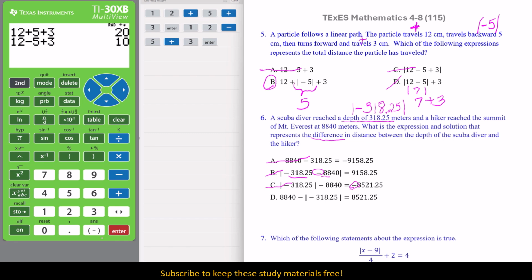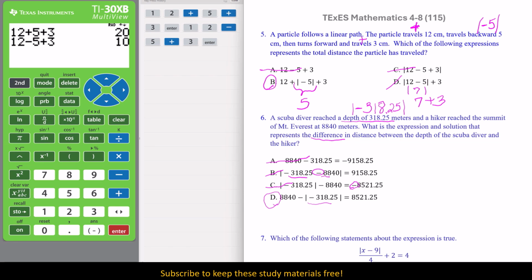So let's look at D. You have the height of the hiker minus the negative depth of the diver. That makes sense. So we're going to subtract the distance of the diver, with its absolute value, from the total of the hiker. So D is the answer. That is the true difference in distance of the two, because the hiker is further from sea level.